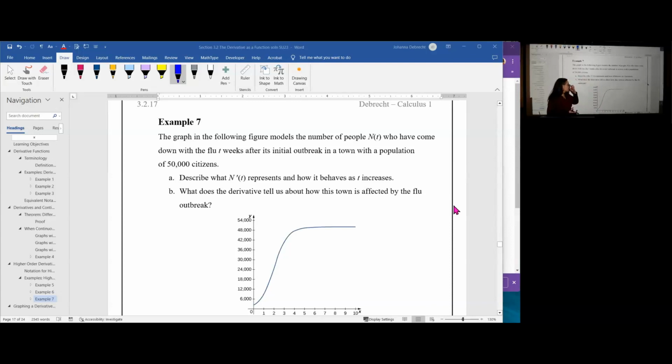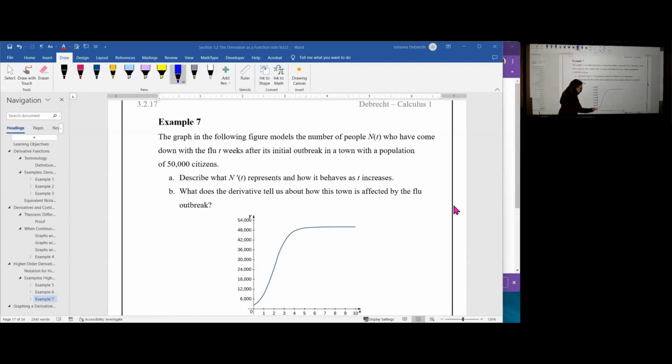applied problem. In this applied problem, we have a graph which is modeling the number of people who have come down with the flu t weeks after the initial outbreak in a town with a population of 50,000. We want to describe what the derivative represents and how it's behaving as time progresses. When we look at this, we can tell the initial outbreak is when t equals 0.